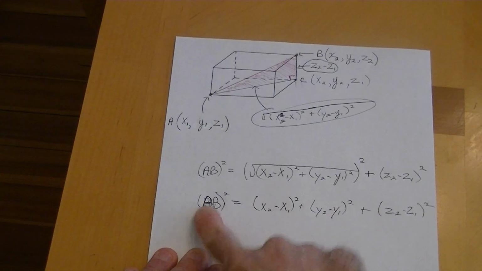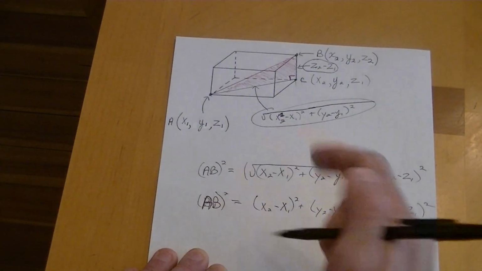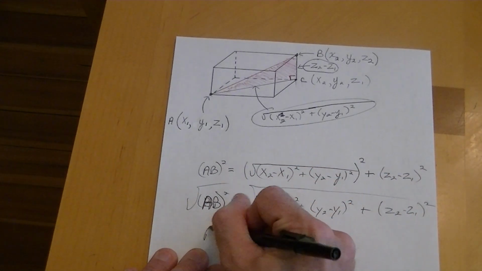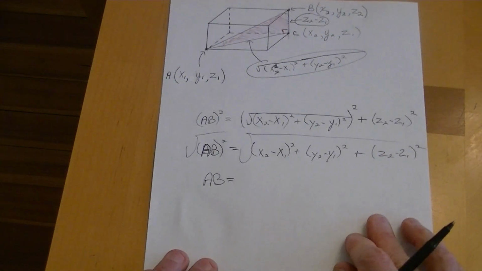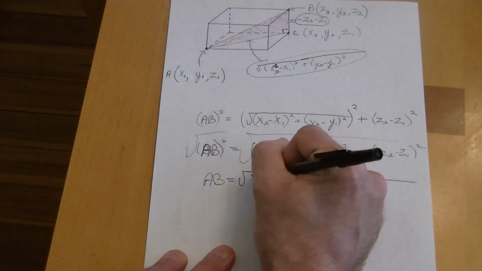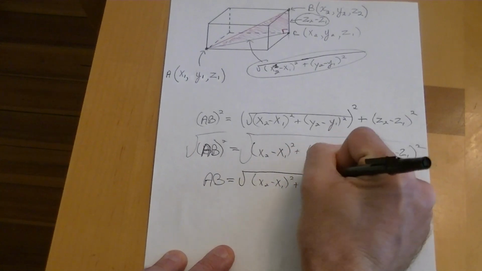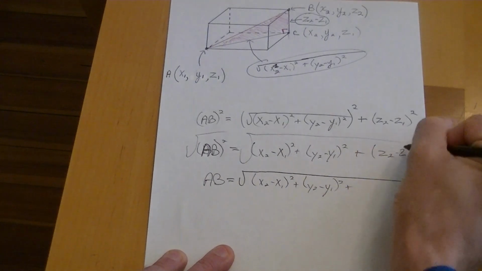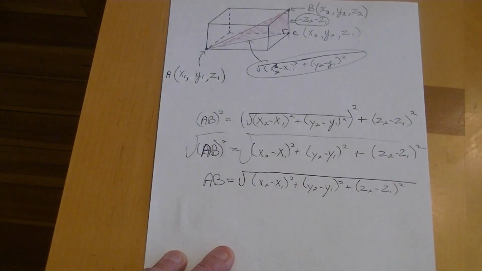And if I want to know what AB is, the distance between my original 2 points, I just have to get rid of that square by taking the square root of both sides. And here it is, the distance between those points has to be, and doesn't this work out nicely, the square root of x2 minus x1 squared plus y2 minus y1 squared plus z2 minus z1 squared.